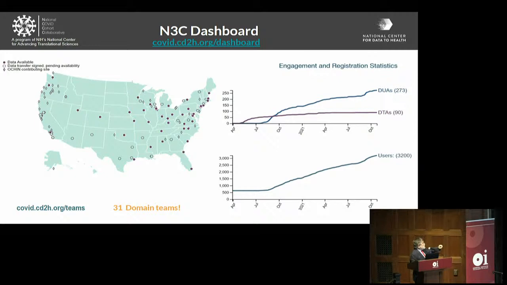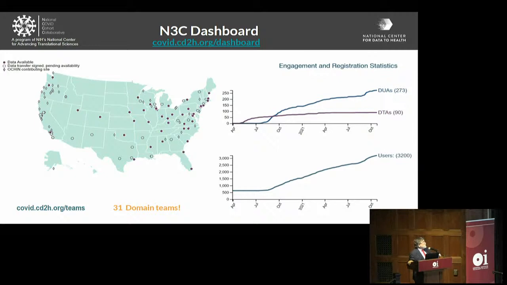On the right, you see the number of data transfer agreements. There have been 90 data transfer agreements signed, meaning 90 different organizations have agreed to send us data, which is not too shabby, 66 of which have actually done so.